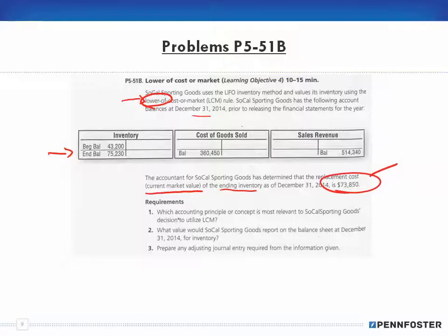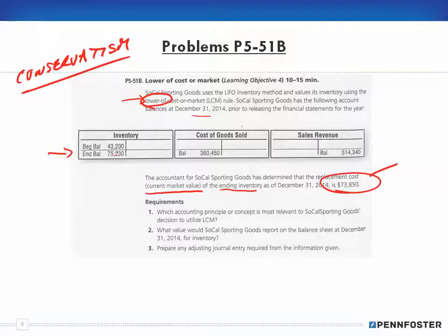All right. So, which accounting principle or concept is most relevant to SoCal's decision to utilize lower of cost or market? And that is the conservatism principle. Which means that you want to decrease the value of something if it seems unrealistically high. You're basically trying to keep your books conservative, so that there are no surprises.